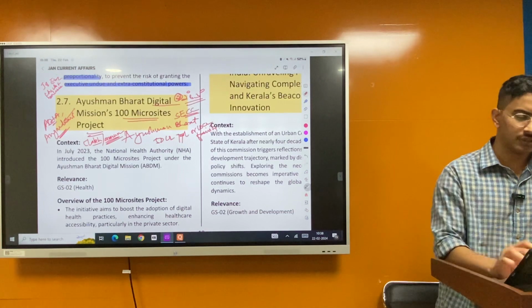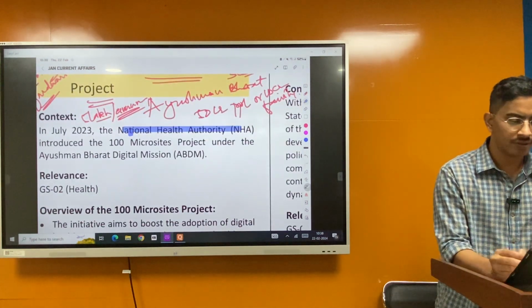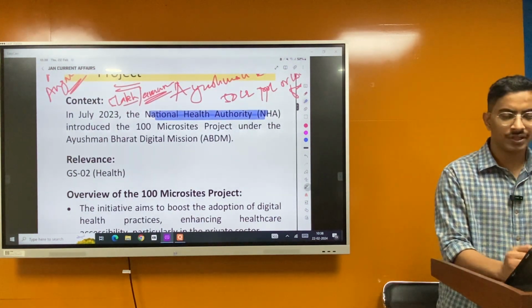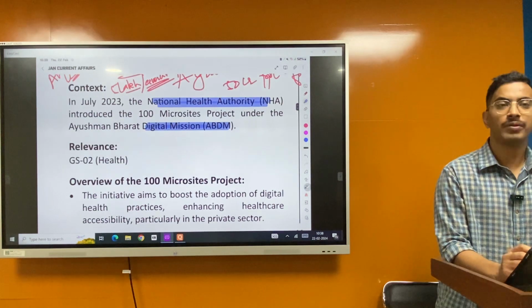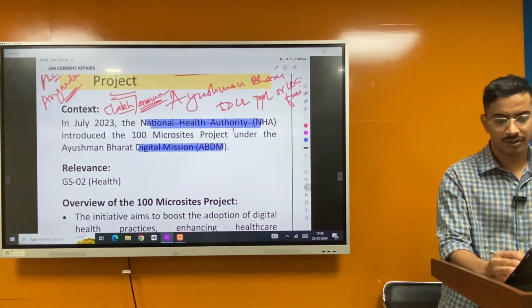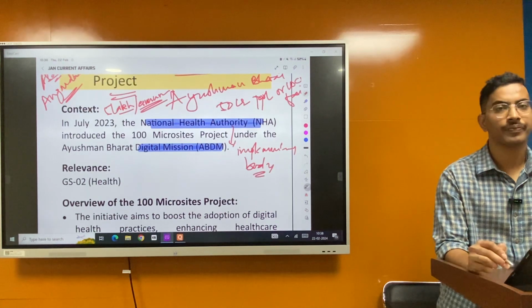So what is this news? Let's see. In July 2023, the National Health Authority introduced the 100 Microsite Project under the Ayushman Bharat Digital Mission. So we have a digital mission also. And remember this NHA, they are the one who are implementing it. Implementing body. Okay.